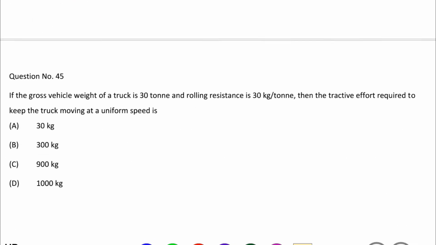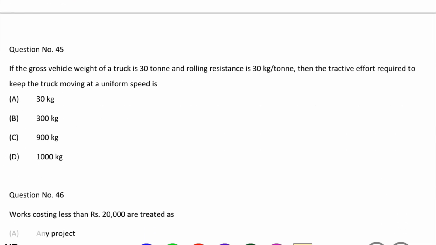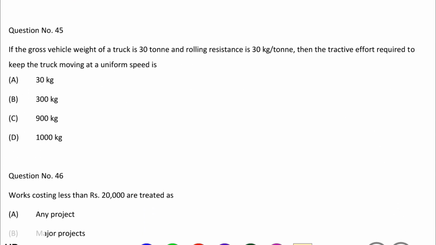So next question, if the gross vehicle weight of the truck is 30 ton and the rolling resistance is 30 kg per ton, then the tractive effort required to keep the truck moving at a uniform speed is option A, 30 kg, option B, 300 kg, option C, 900 kg, option D, 1000 kg. So the correct answer is option C, 900 kg.